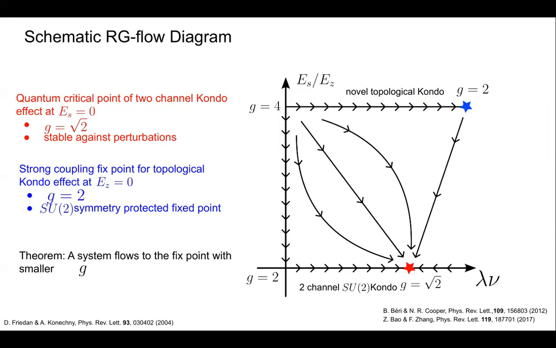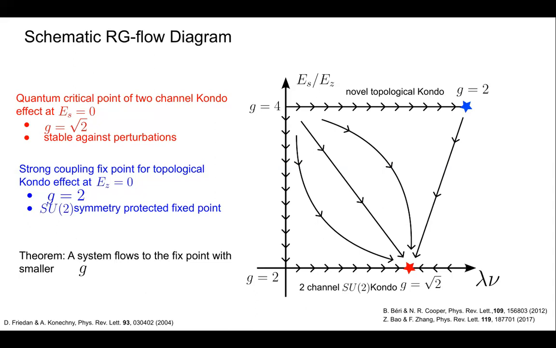is equal to 2, and it's actually protected by symmetry. So because of the SU2 symmetry that we break when we turn on EZ, the system will then flow down to, this is what we assume, G equals square root of 2, the two-channel Kondo fixed point. Very good.